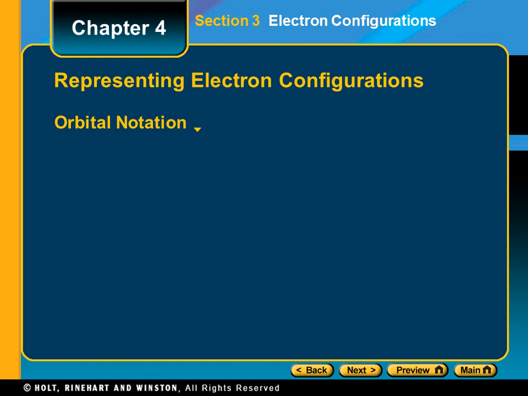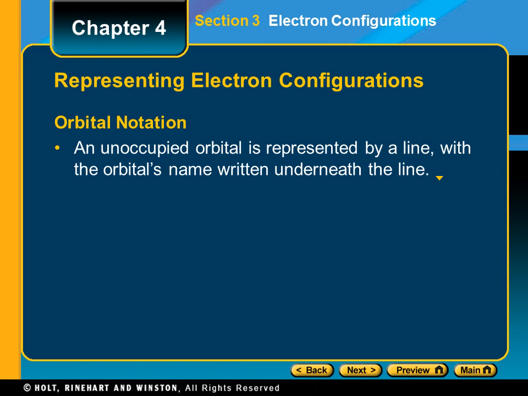Now, how do we do this? How do we represent electron configurations? The question really is, how do you on paper show where these electrons are? The first is orbital notation. An unoccupied orbital is represented by a line with the orbital's name written underneath the line.